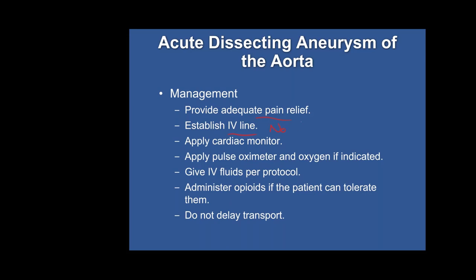IV established, but no fluids initially, right? Unless it really starts rupturing, in which case we're probably going to give a lot of fluids. But we don't want to do anything that's going to raise their blood pressure more because that's causing the problem in the dissection. So we've got to get them going to the hospital very quickly, very calmly, getting IVs established just in case it ruptures, and just basically being ready to go, but trying to get them to the hospital, to get them to the OR, if it's actually at the point of dissecting, to try to do surgery there to stop the process.